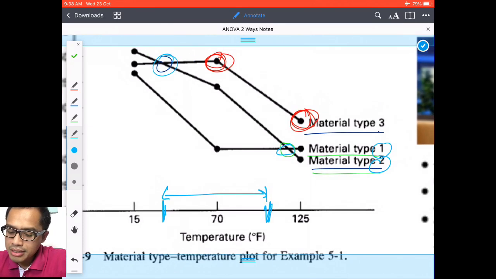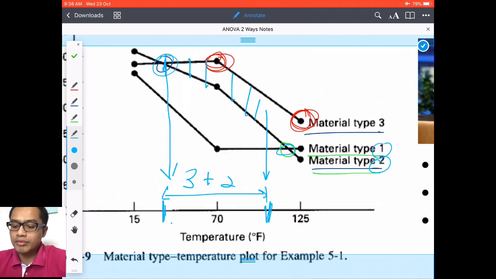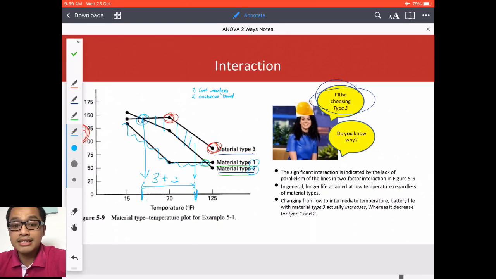So the best one to be chosen, cost analysis as well as performance wise, for all customers will be material type 3 plus 2. Why? Take a look at this. This interaction happened between 3 and 2, and most of this graph follows this range of temperature. And it has the highest combination at the highest point compared to material type 1. Therefore, the best one for cost analysis and customer base is type 3 and 2.